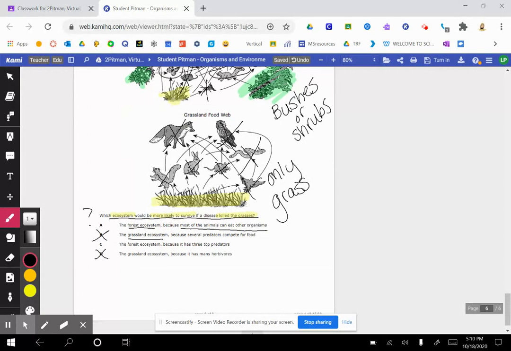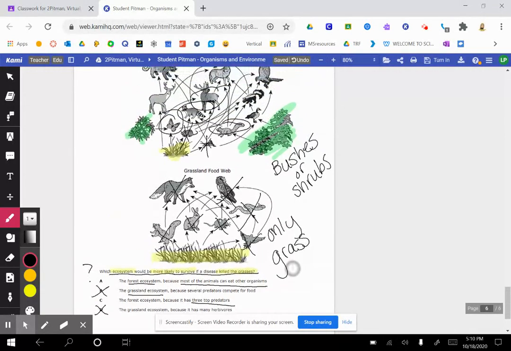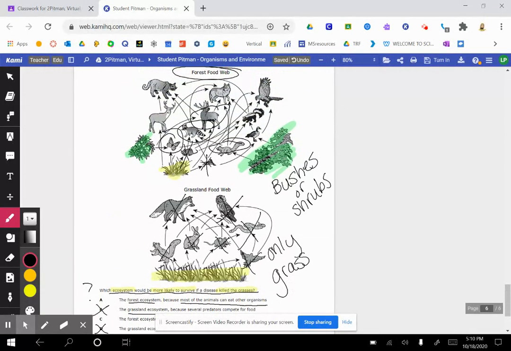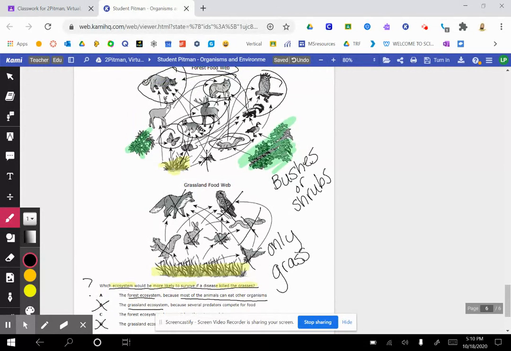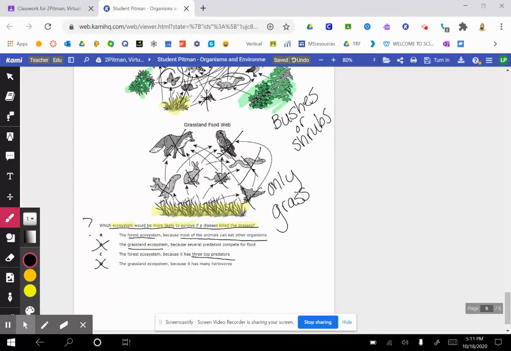So let's look at C, the forest ecosystem, because it has 3 top predators. Well, it does have multiple top predators here with no one consuming it. But the question says which one would be most likely to survive because of grasses. So it needs to be related. My answer I choose needs to be related to the grasses dying. So having 3 top predators has nothing to do with the grasses dying. So it has to be A, the forest ecosystem, because most of the animals can eat other organisms.